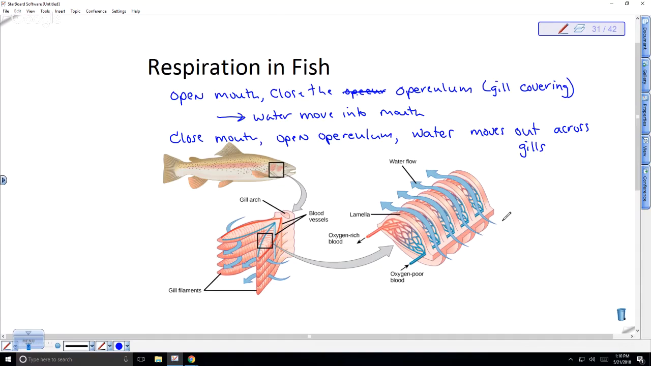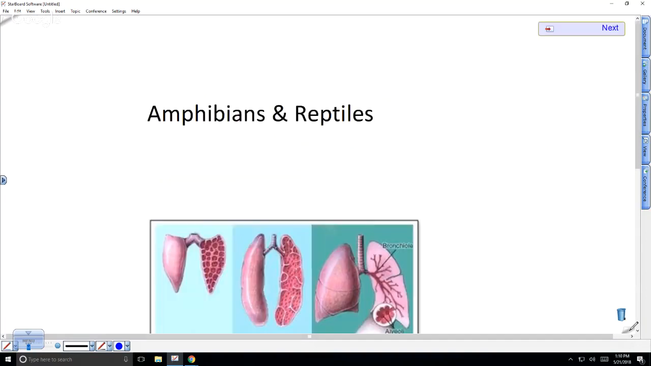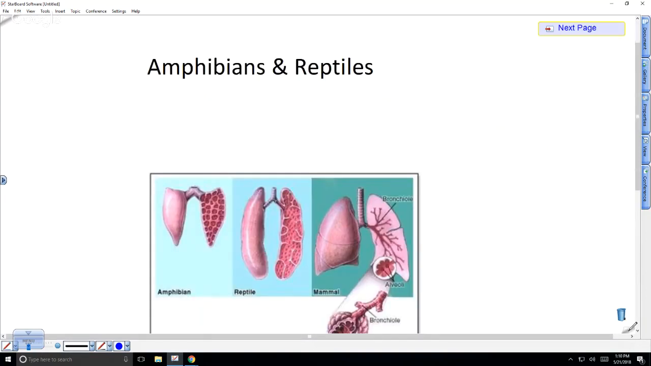So if we compare this to what we see in the terrestrial vertebrates, we can look at the development of the lung in the amphibians and the reptiles. Now remember that amphibians have a thin, moist skin, right? So they use their skin plus the lung. And remember that the lung is a modification of the swim bladder, okay? Reptiles have just their lung, so lung only is the respiratory surface.